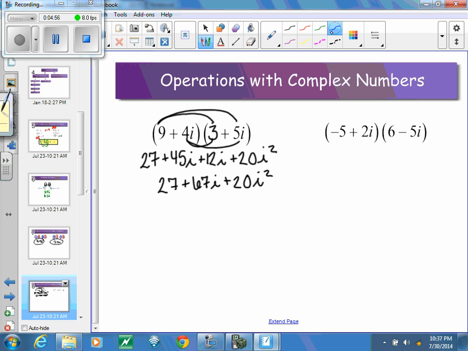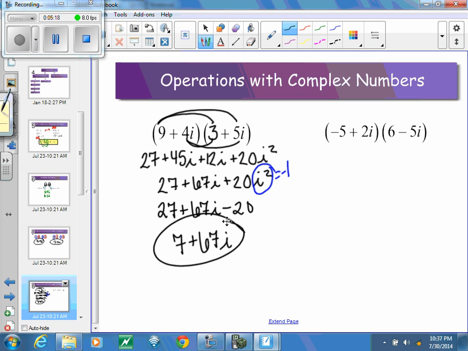The only thing is i squared equals negative 1. So if I take 20 times negative 1, I now have 27 plus 57i minus 20. And I can put 27 and negative 20 together to end up with 7 plus 57i. And there's my complex number. So I FOILed it out, combined like terms, and then I took that i squared and changed it out and put a negative 1 into the problem.